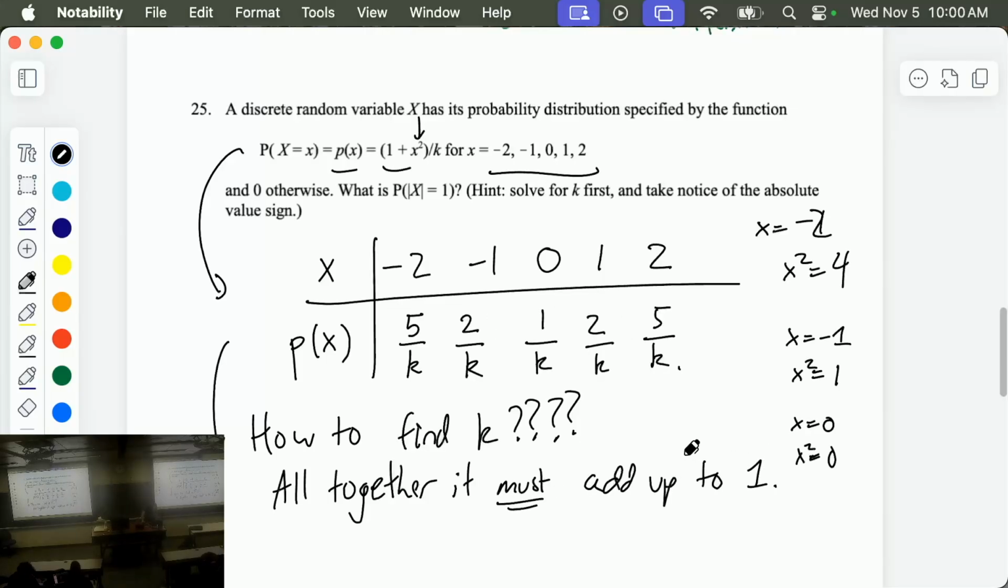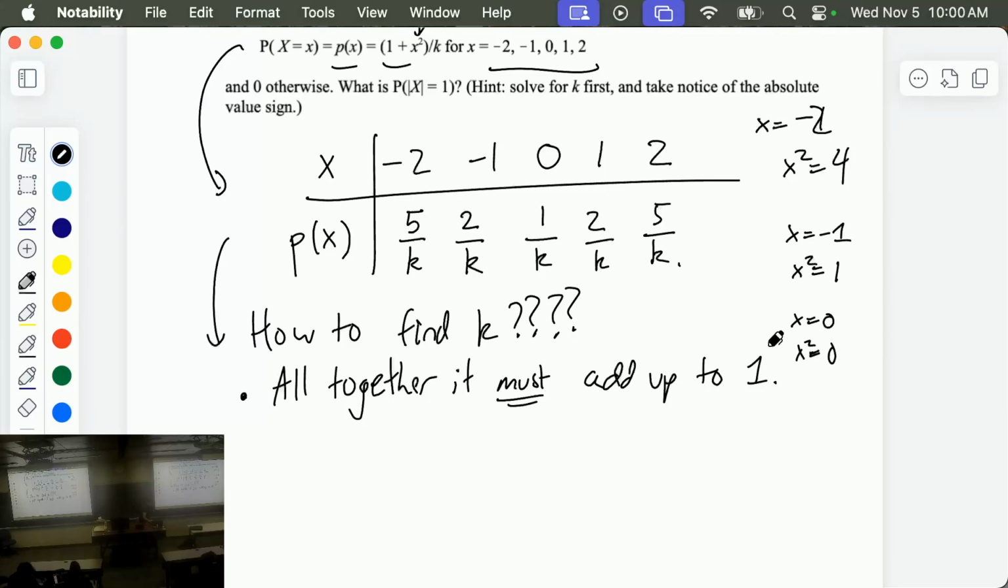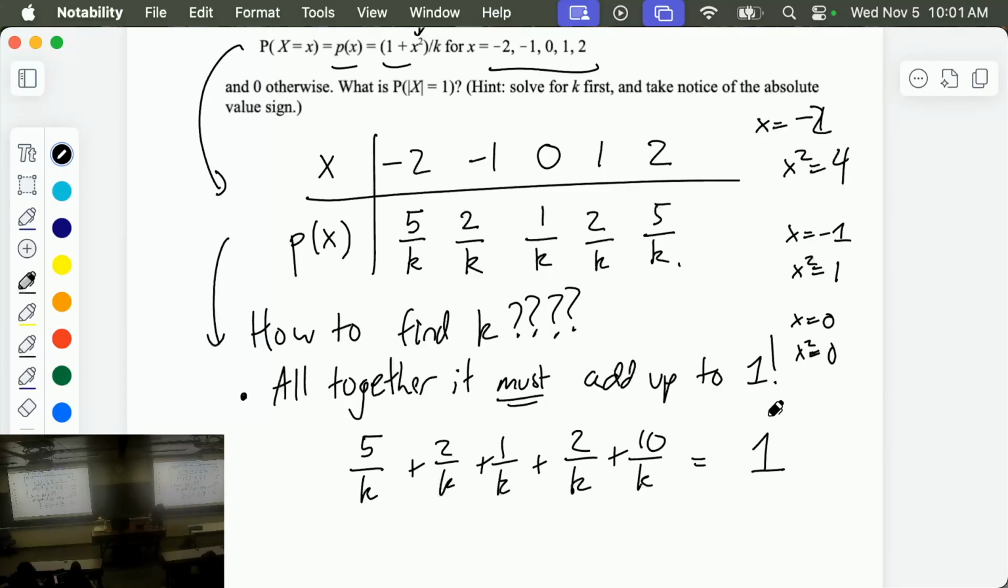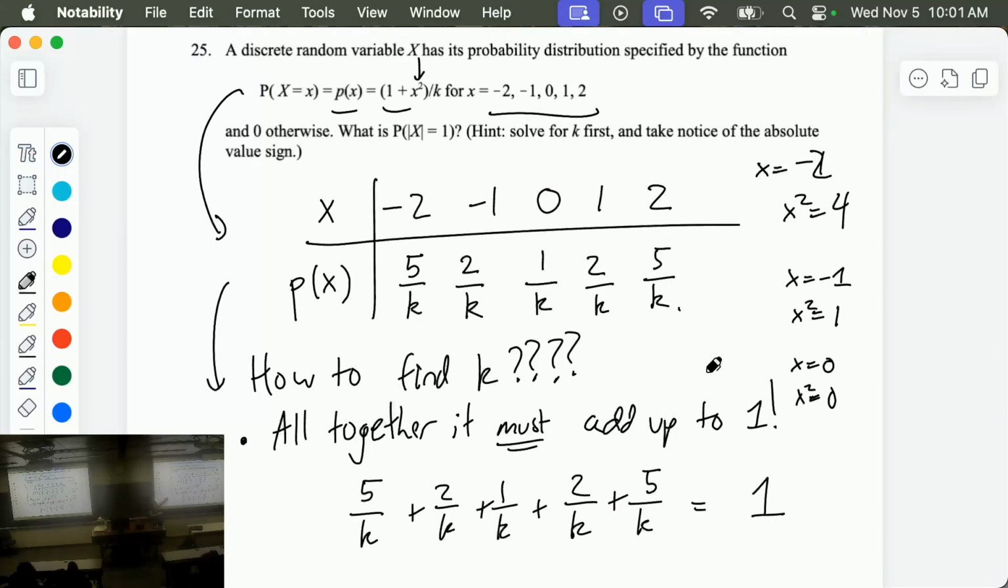So this is the fact. If you remember this key fact, then you will get an equation. The equation in this case is 5 over k plus 2 over k plus 1 over k plus 2 over k plus 10 over k equals 1. And don't replace the last 5 with the 10. Okay. There you go. That's the equation. If you tried to skip this table part and writing them out, you might have gotten a really nasty sum with x's, and then you would have gotten confused. So that's why it's helpful to write out the table.